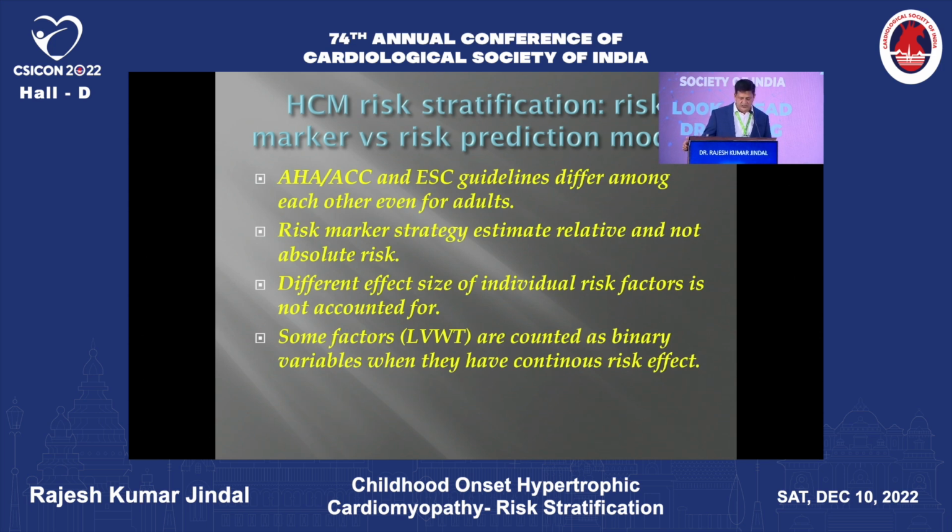So some factors in the AHA guidelines are counted as binary variables, whereas they have a continuous risk effect. For example, the left ventricular wall thickness, left atrial diameter. These risk factors have a continuous effect size, so they should not be taken as a binary risk, as either yes or no.